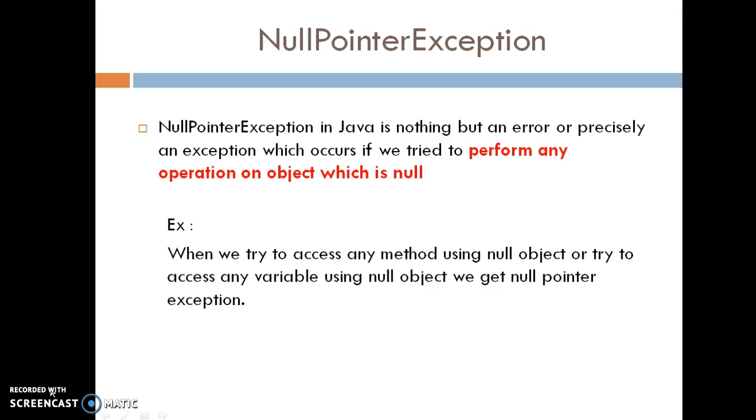First I'll define what a null pointer exception is, or when we get a null pointer exception. If you try to perform any operation on an object which is null, then we'll get a null pointer exception. If you take any object and we haven't initialized that object, by default it references null. And if we try to perform any operations on that object, that means calling a variable or method of that particular object with that null value, we get a null pointer exception.